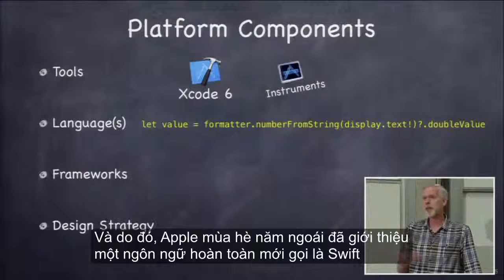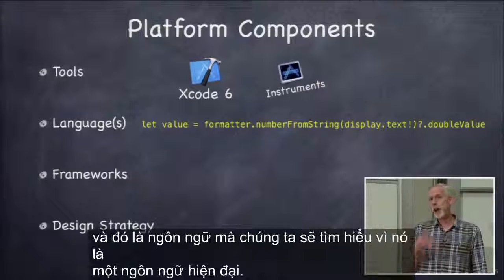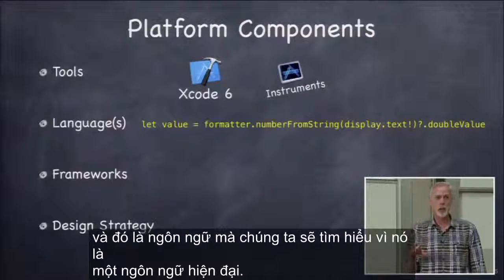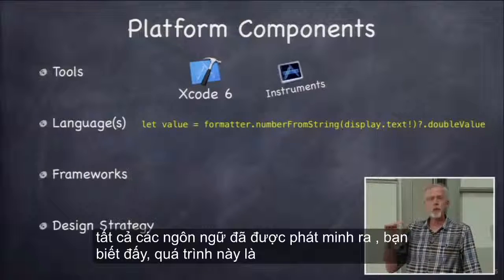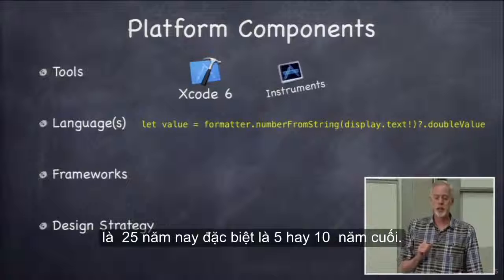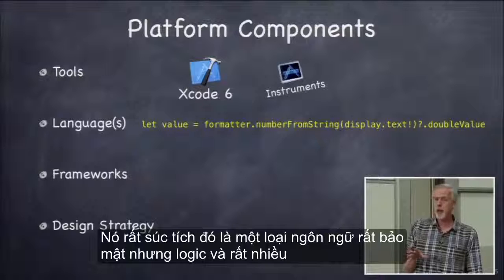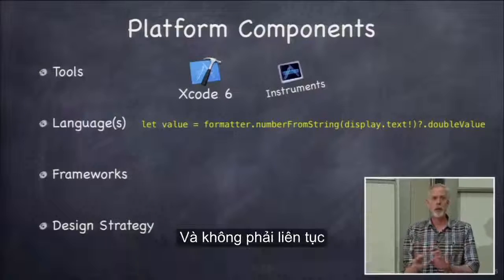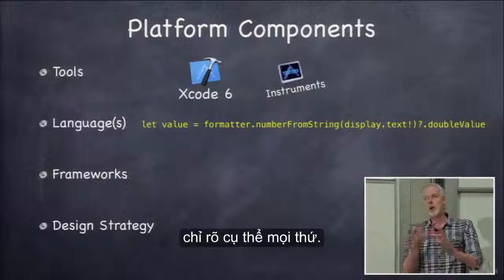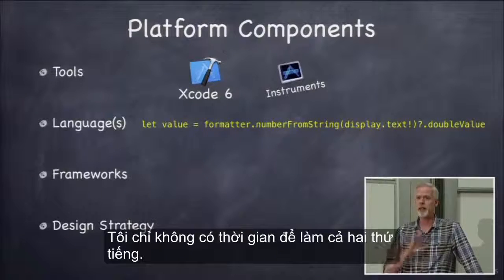And so Apple last summer introduced a completely new language called Swift. And with Swift, you can do pretty much everything in iOS, and that's the language we're going to learn because it's a modern language. Apple did a great job of building all the best stuff of all the languages that have been invented over the last 25 years, but especially the last probably 5 or 10 years, into this language. It's very concise. It's a very type-safe language, but it has type inference and a lot of things that give you the best of both worlds of having type safety and not having to be constantly over-specifying everything. So we're going to go Swift only. I'm not even going to really talk about Objective-C. I just don't have time to do both languages.